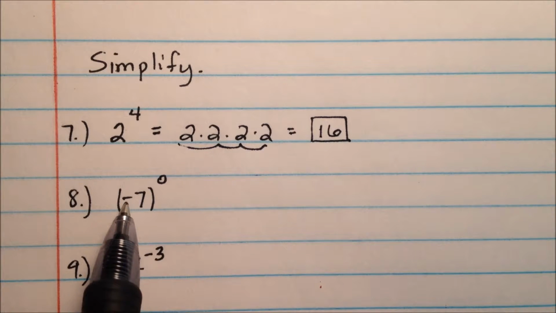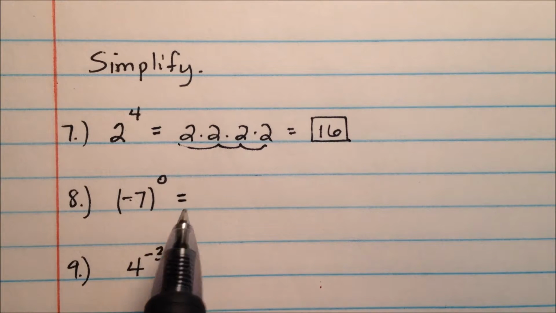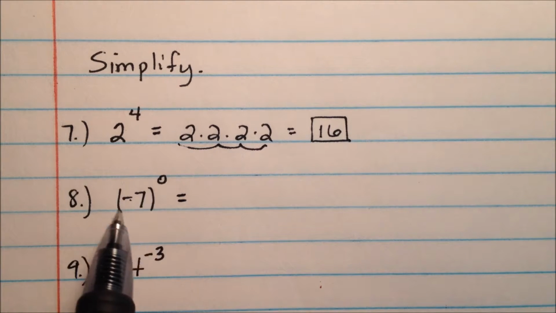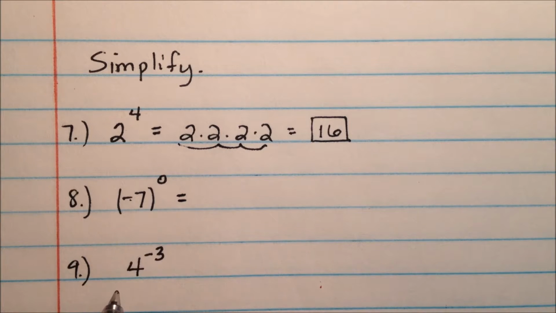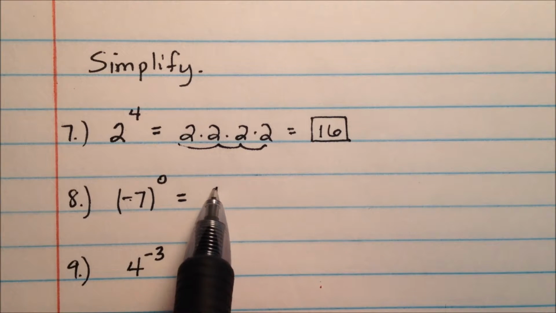The next one is negative 7 to the power of 0. Well, we said before that any non-zero number raised to the power of 0 is 1. So negative 7 is indeed non-zero, so this value is just going to be 1.